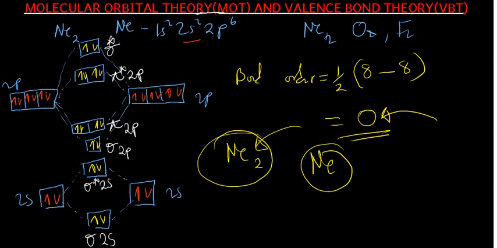Okay. And then if we want to determine the magnetic properties, notice that all the orbitals which have been formed here are completely filled up. And so this is telling us that neon has a diamagnetic property. Okay, it is diamagnetic.